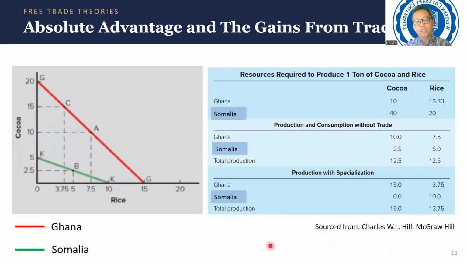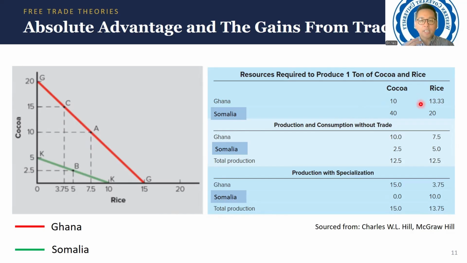To help you understand better, let's assume Ghana is more efficient in production in both cocoa and rice. Ghana has an absolute advantage in production of both products. In Ghana, it takes 10 resources to produce 1 ton of cocoa and 13.3 resources to produce 1 ton of rice.